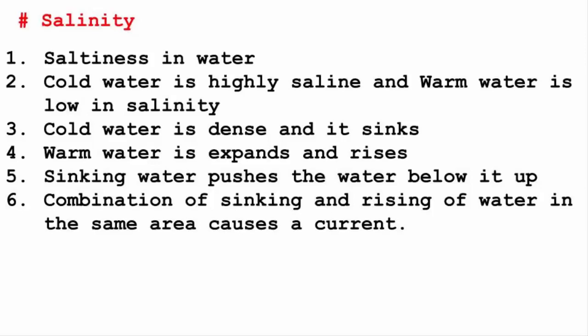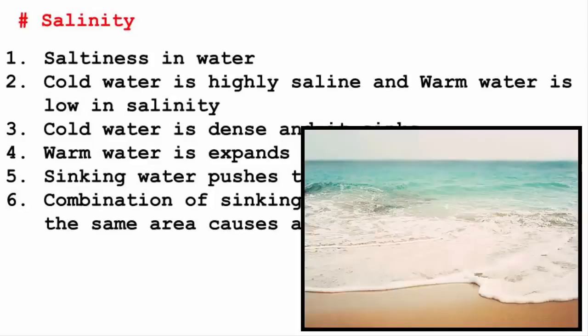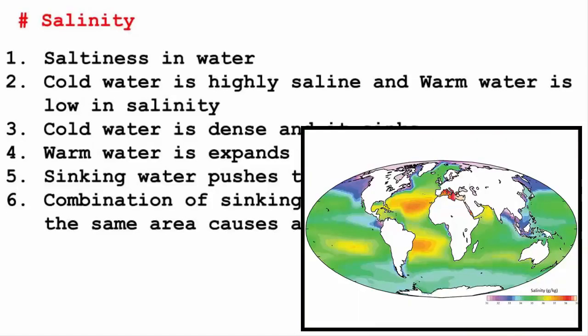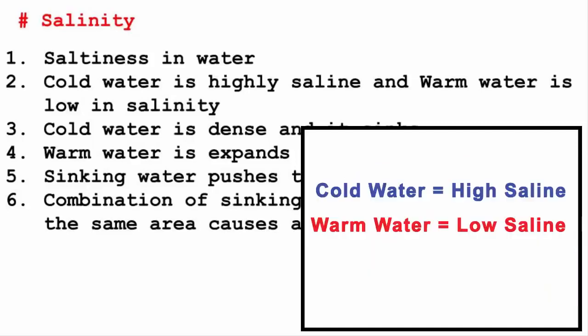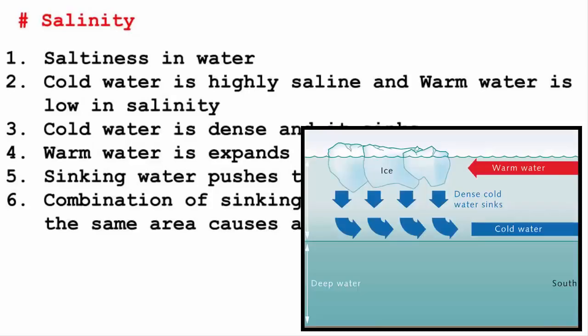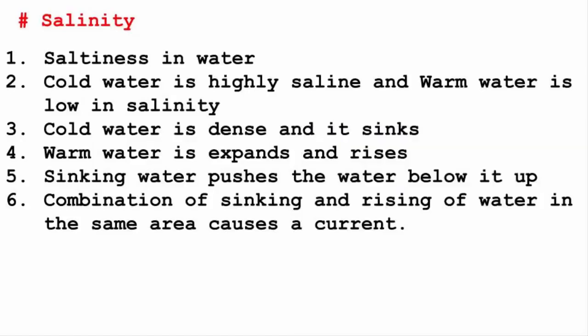The second factor is salinity. Salinity means the amount of salt present in water, and ocean water is generally saline in nature. Always remember this point: cold water is highly saline and warm water is comparatively lower in salinity. That means highly saline water, that is cold water, is also dense, and dense water is more likely to sink. Now sinking water pushes the water below it up. The combination of sinking and rising of water in the same area causes a current.